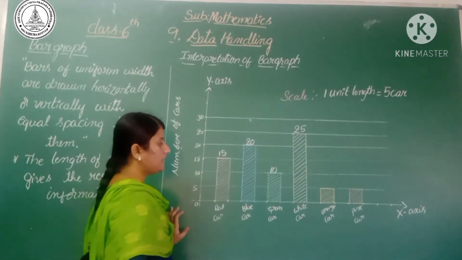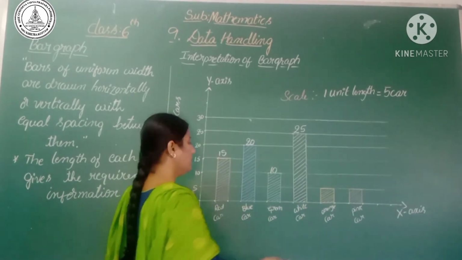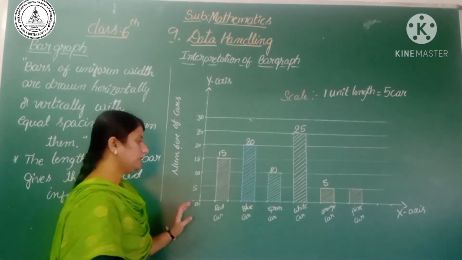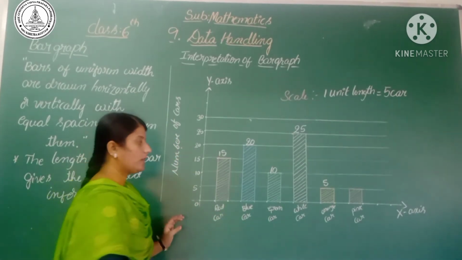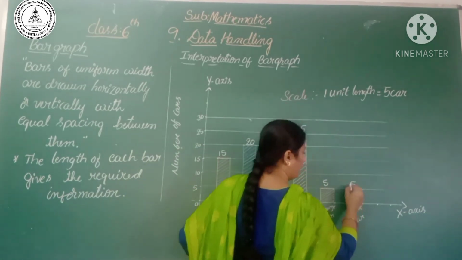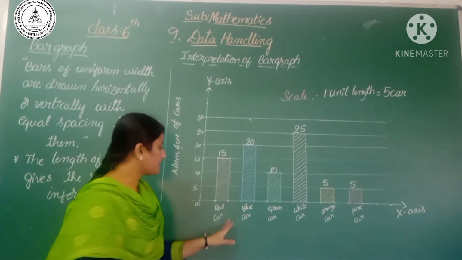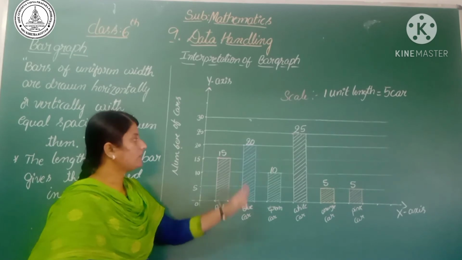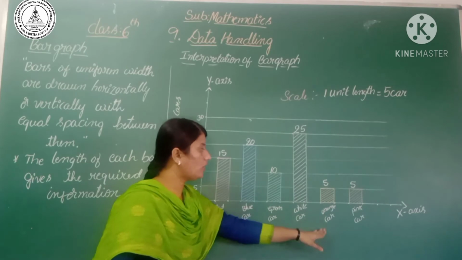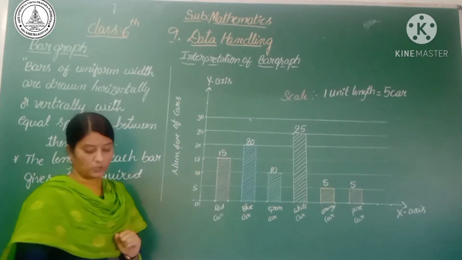And the number of orange colored cars is only 5. The last color is pink. The number of pink cars in the society is also 5. So red cars are 15, blue cars are 20, green cars are 10, white cars are 25, orange 5 and pink 5. Then let's answer the questions.